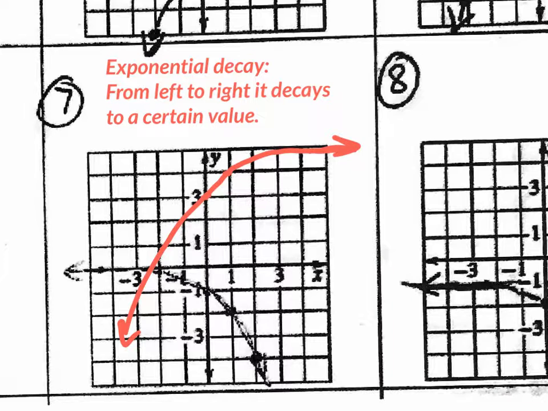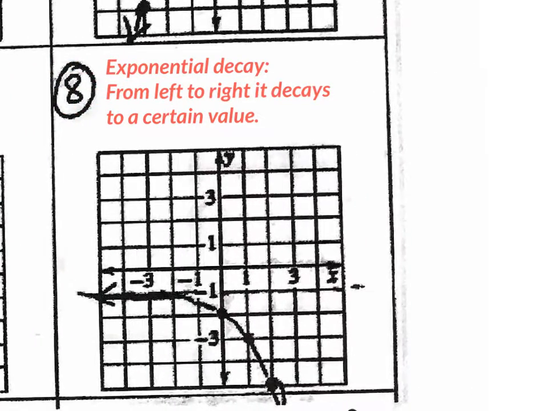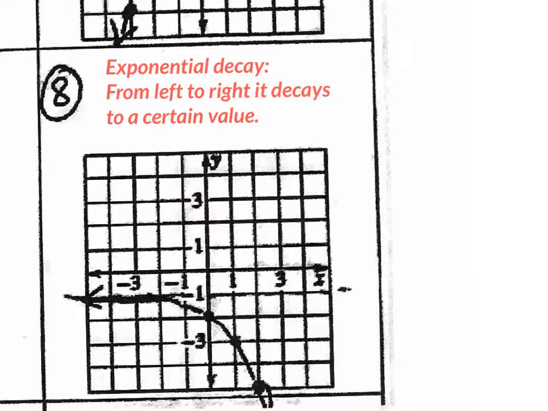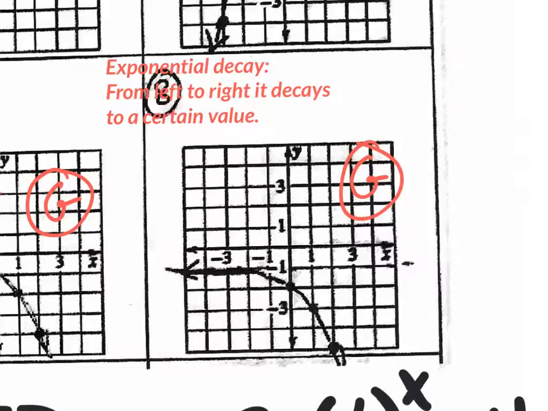So it's not that difficult. You've got to look at it from left to right and see if it's approaching a certain value or if it's approaching an infinity. So right here, is it approaching a certain value or is it approaching negative infinity? Negative infinity, which means it's growth in a negative direction. So this is a growth function. How about number 8? From left to right, does it decay to a certain value? No. So what do you call this? Growth or decay? Growth. This is growth. Great.